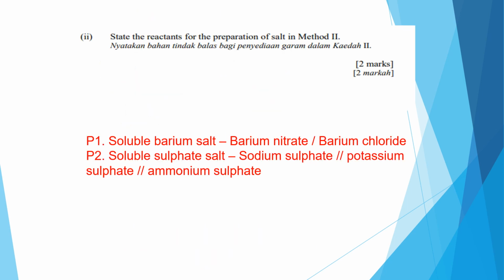Question 2 is, state the reactants for the preparation of salt in method 2. Point 1 is soluble barium salt. We can use barium nitrate or barium chloride. For point 2, soluble sulfate salt, we can use sodium sulfate, potassium sulfate or ammonium sulfate.